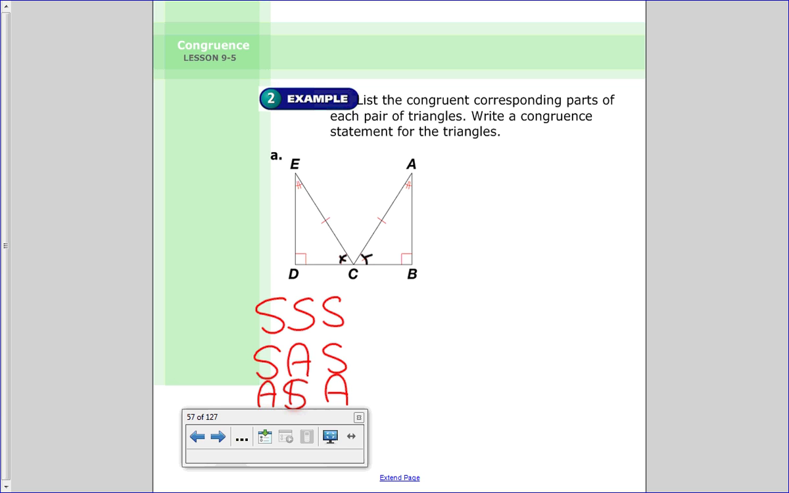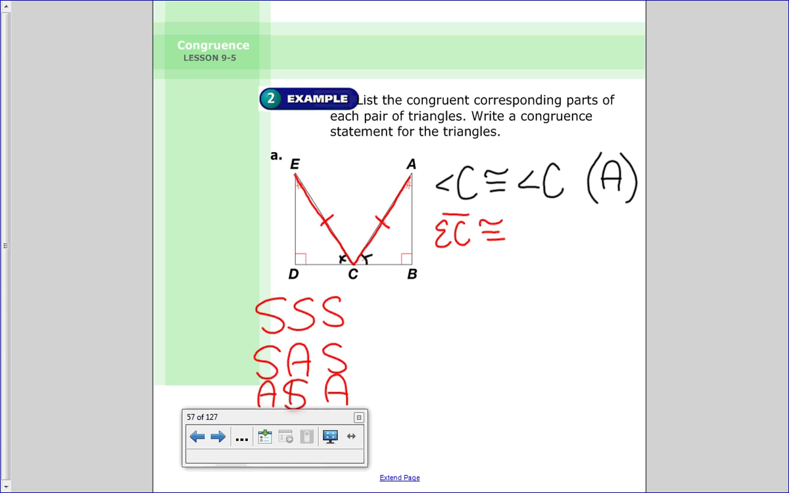Because they share that one little notch there, I know that angle C is congruent to angle C here. And that is an angle piece. So I'm going to just write A next to it so I keep that in mind. That had to do with angles. All right, and then I see this here. It shows two segments and they each have that one notch. So, line EC is congruent to line AC. And again, that's talking about a side, so I'm going to go ahead and do that.